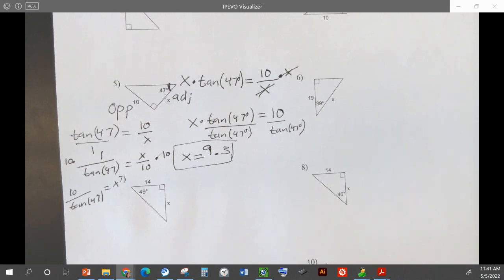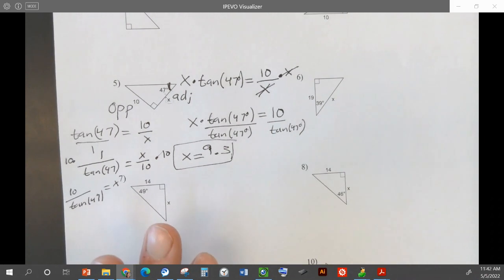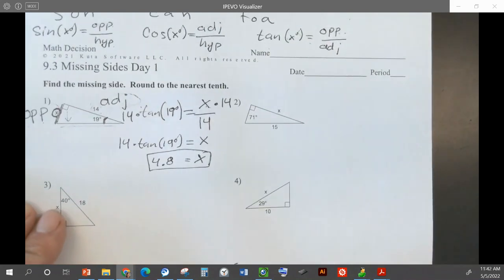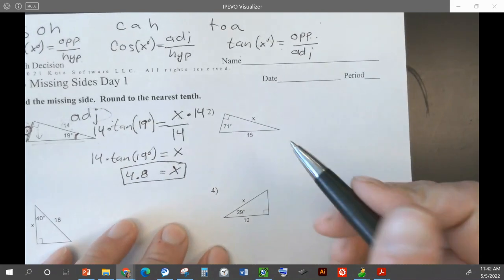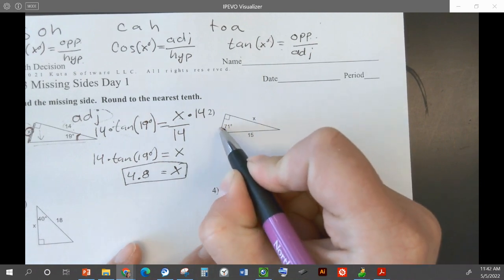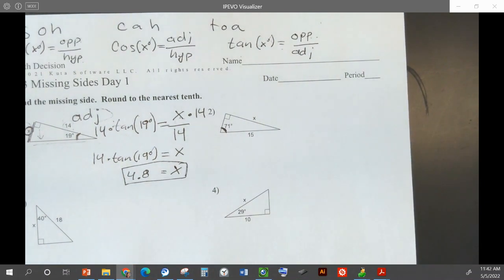I think we should do 2 more. Is that okay? Let's do at least 2 more. Is there any that you want to do together? 2? Okay. So let's go back up to 2. So we have angle 71. So go ahead and mark 71. And then go ahead and you try, take a minute, mark the sides that we have. So what is x? What is 15?